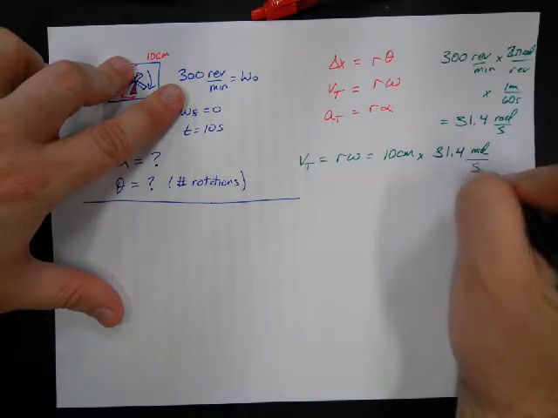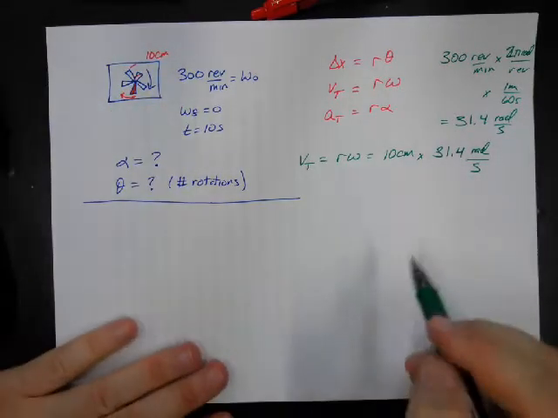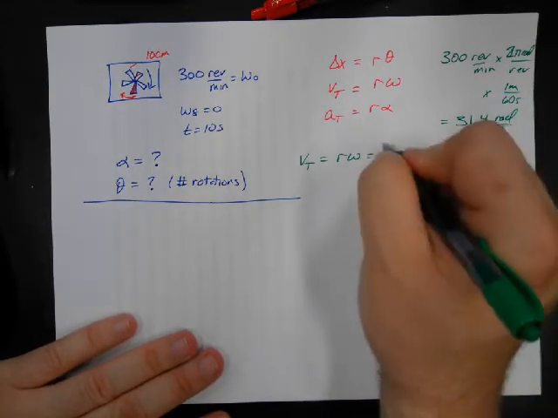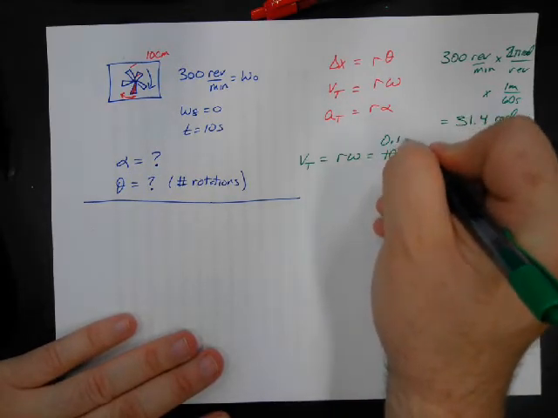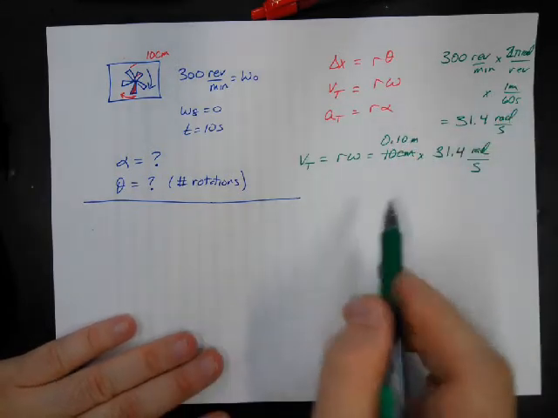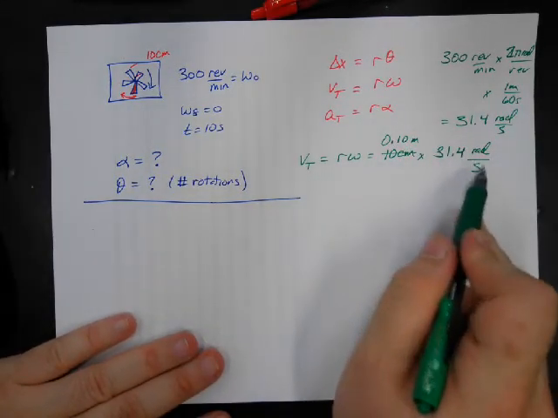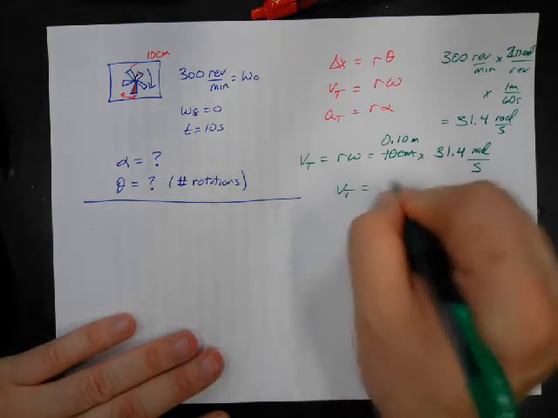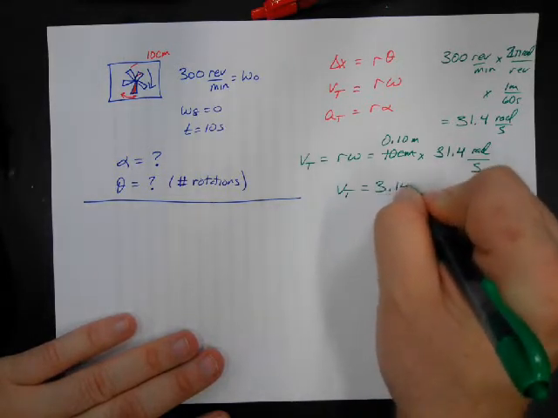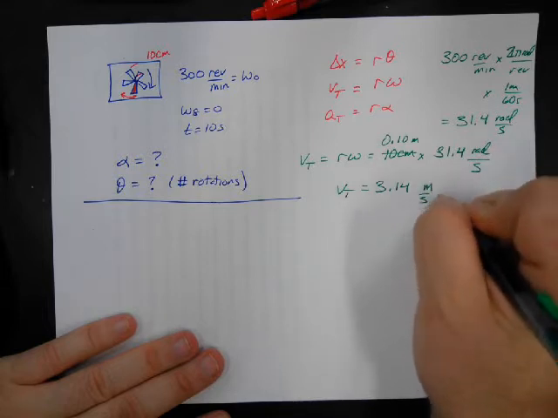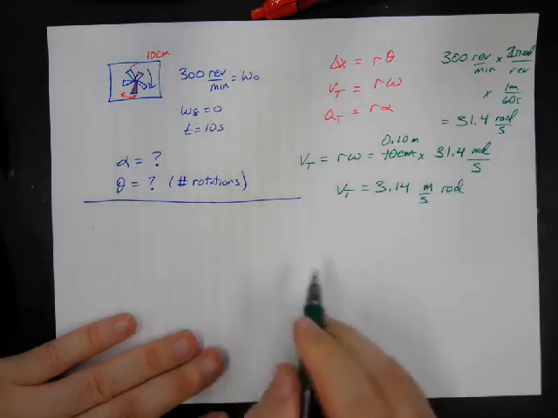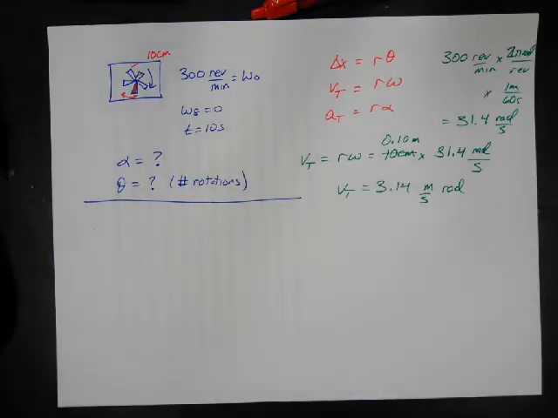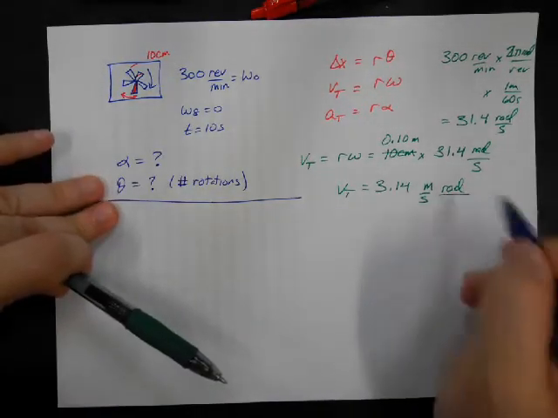radians per second. And now we have a problem. This thing that we're going to calculate, let's put this in meters, 0.10 meters. We're going to have meters times radians over second. So I'll write it out. V tangential is 3.14 meters per second times radians. Well, that doesn't make a lot of sense. And this is the point I want to get to, this unit.